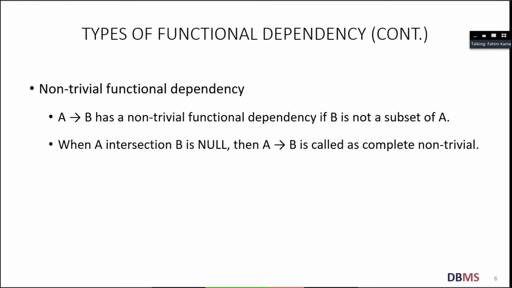And the second type is non-trivial functional dependency. A determines B is a non-trivial functional dependency if B is not a subset of A. When A intersection B is null, then A determines B is called a complete non-trivial functional dependency.